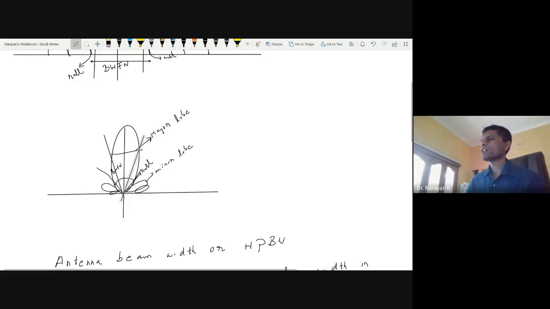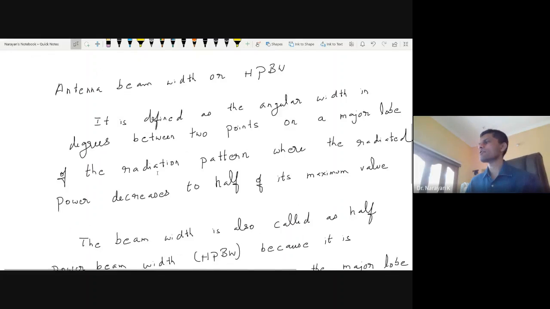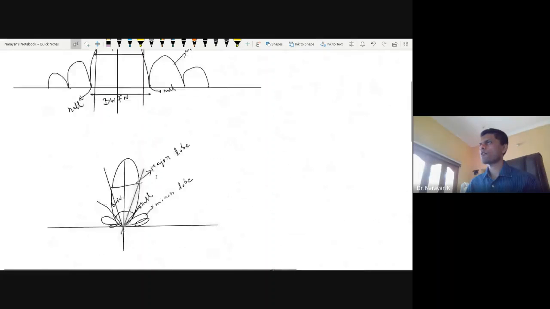Suppose you are going to a jungle or a rural place, many times you won't get signal. That means your receiving antenna, the microstrip patch antenna in your mobile phone, is outside this half power beam width area, or it is in the minor lobe, so your signal will be affected. If your mobile phone is in the half power beam width area, you will get a very good signal. That is the concept of half power beam width.